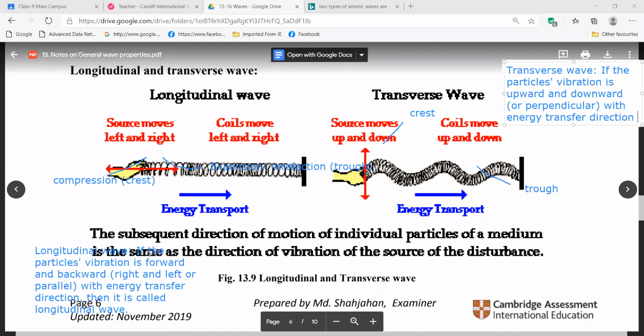Longitudinal wave: if the particle's vibration is forward and backward, we can also say right and left or parallel, with energy transfer direction, then it is called longitudinal wave. Now we are writing the transverse wave one. Then it is called transverse wave. Is it clear?